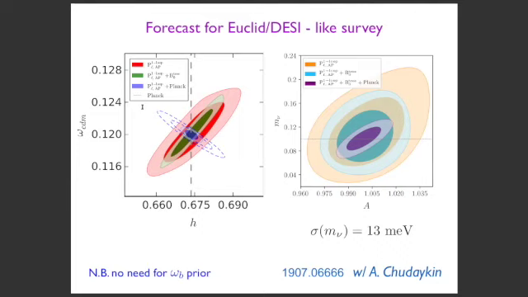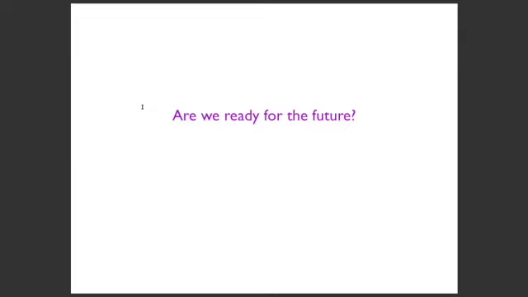In other words, you will be able to measure the sum of the neutrino masses, even the minimum one, at 5 sigma, using the pipeline which is already built, which is already there. And I guess that it answers the main question of this workshop. Are we ready for the future? I guess the answer is yes, at least from the perturbation theory side.